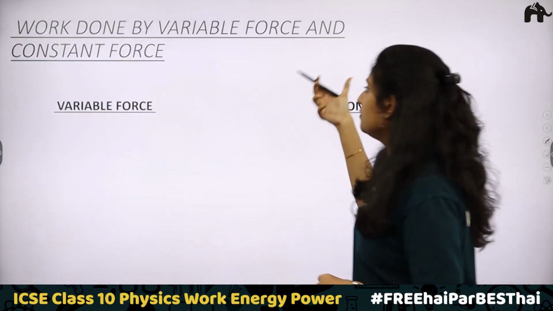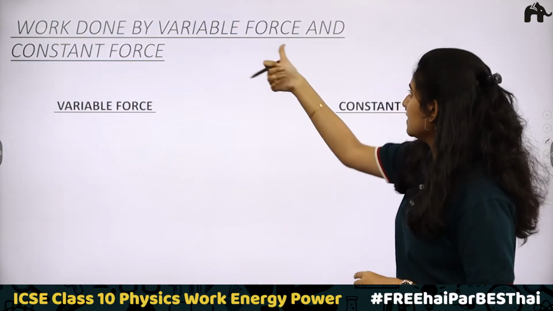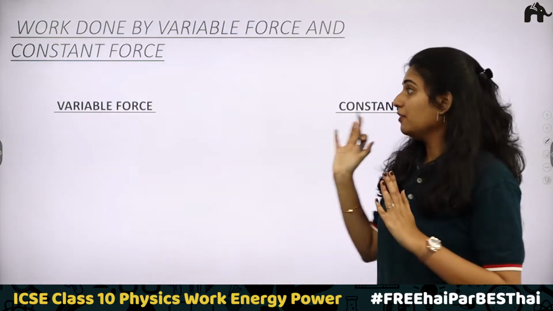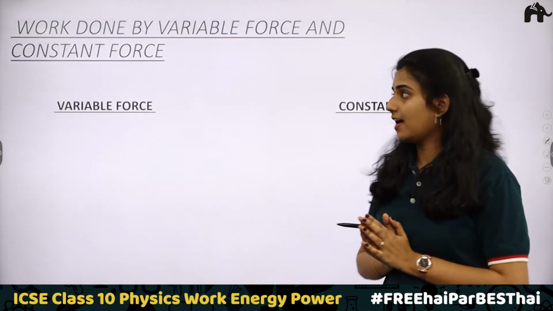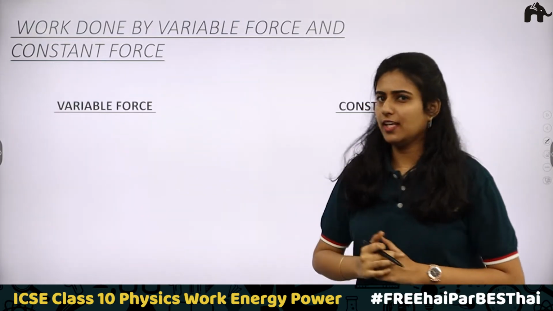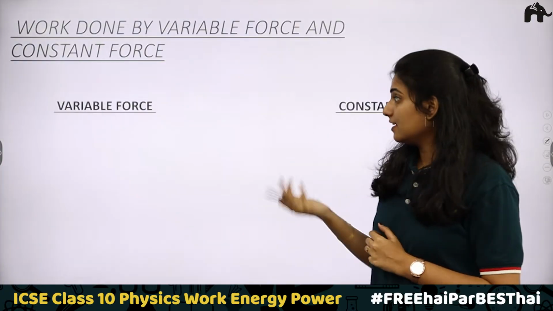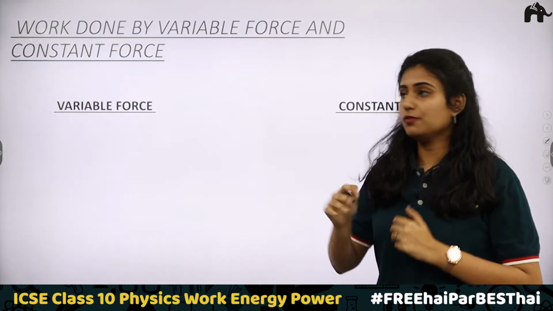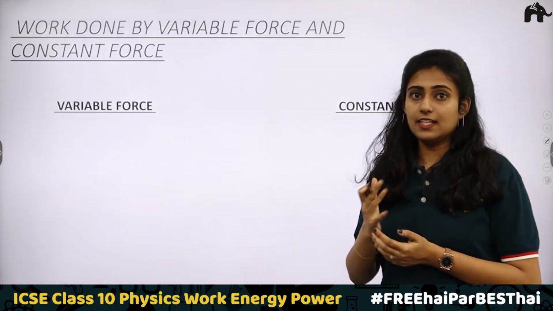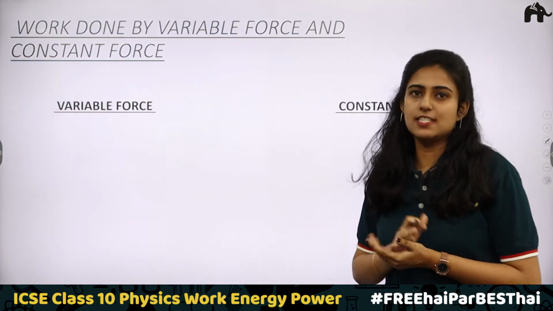Work done by variable force and constant force. Two types of forces, that is variable force and constant force. We are going to plot graphs and find the work done. First case is variable force. What is variable force? That is, there is change in displacement with change in force. When force changes, displacement also changes. That is what variable force is. That is, force is changing.